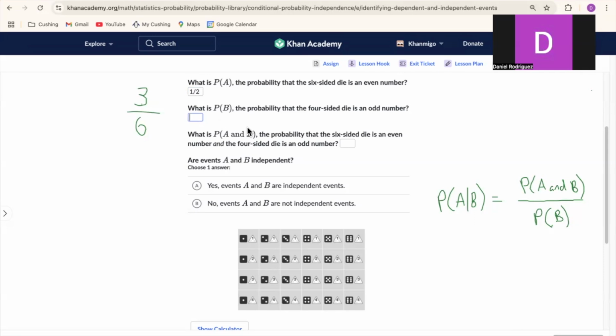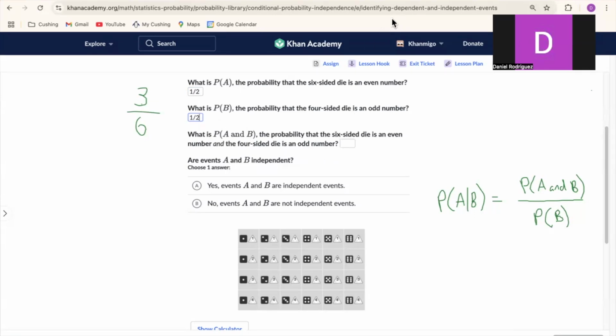So for an odd number, that's 1 and 3. So that's a 1/2 chance. If you roll a six-sided die, half the time it's even. If you roll a four-sided die, half the time it's odd. Fair enough. What is the probability of A and B? What's the probability the six-sided die is even and the four-sided die is odd?